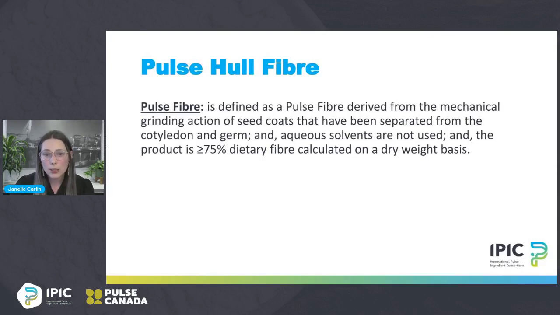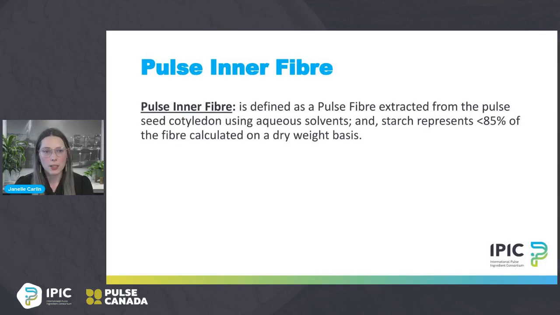action of seed coats that have been separated from the cotyledon and germ portions of the seed, specifically that aqueous solvents have not been used to produce this ingredient, where dietary fiber has to be greater than 75% on a dry weight basis. And then the inner fiber definition is looking at pulse fibers that have been extracted from the seed cotyledon itself using aqueous solvents with less than 85% starch on a dry weight basis.